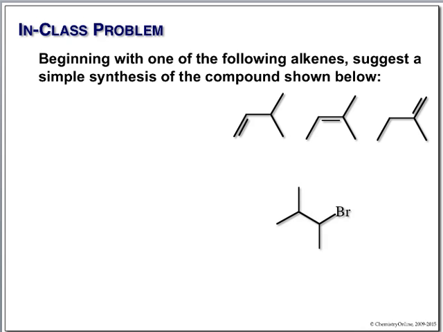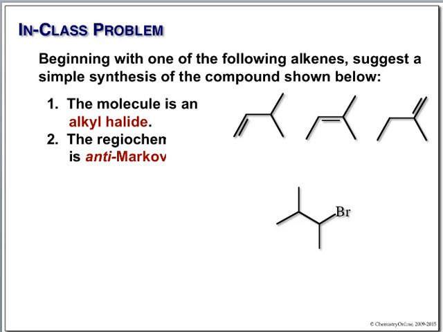All right, you do the talking to yourself. What kind of compound is it? Is the halogen attached to the carbon that would give the most stable carbocation? Nope. Therefore, this is anti-Markovnikov.